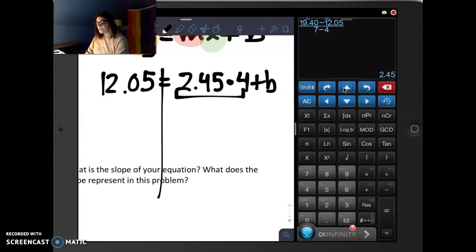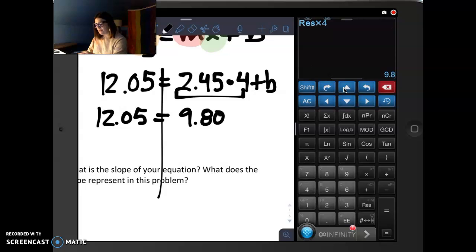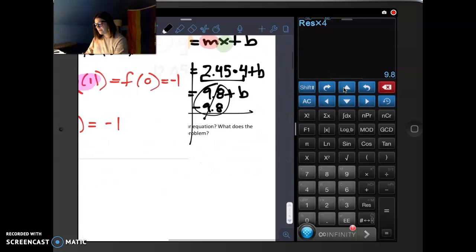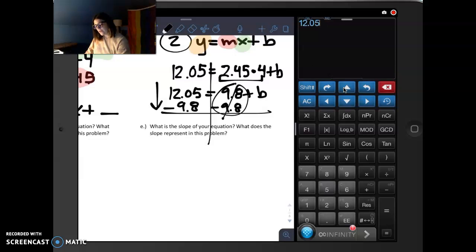And as we're solving for b, we need to multiply first before we solve for b. So we have $12.05 is equal to $9.80, or 9.8, you don't have to put the 0 there, plus another number. We're going to solve for b by subtracting 9.8 from both sides. Remember, we create 0 there. Add from top to bottom. We get 12.05 subtract 9.8, and we get 2.25 is equal to b.